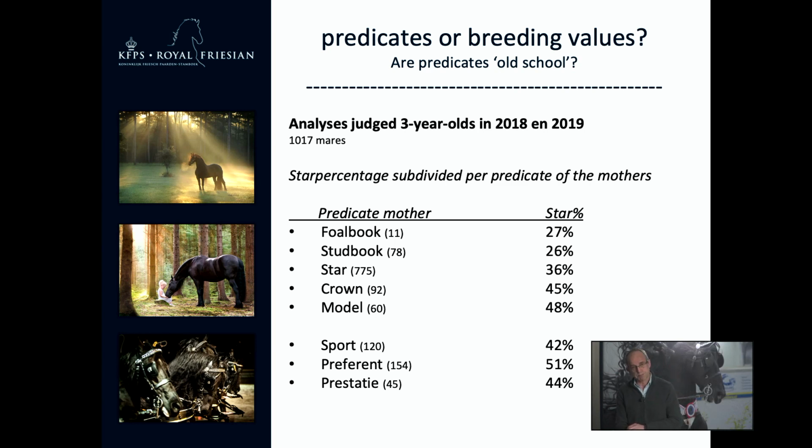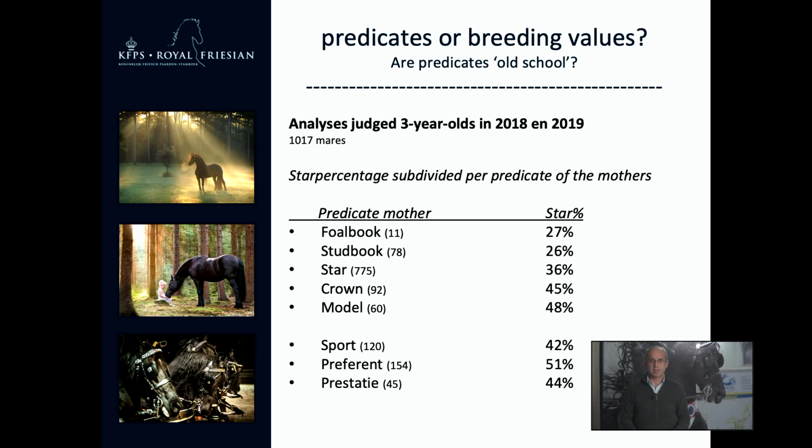So you see that for the sport mares, 42% of the offspring became star, prevalent 51%, and Prestatie 44%. So these sport mares might be star sport mares or crown sport mares or model sport mares. So it's good to see that the prevalent mares actually did the best, and so that also expresses the value of the prevalent predicate. So that's maybe a little bit in contrast to the conclusion.